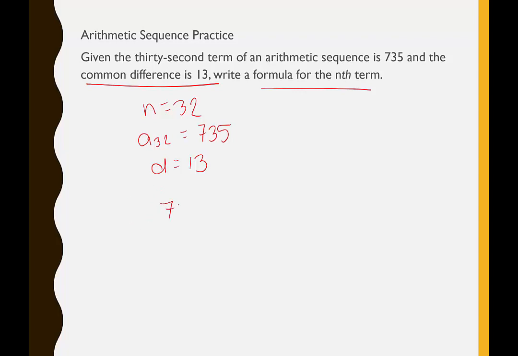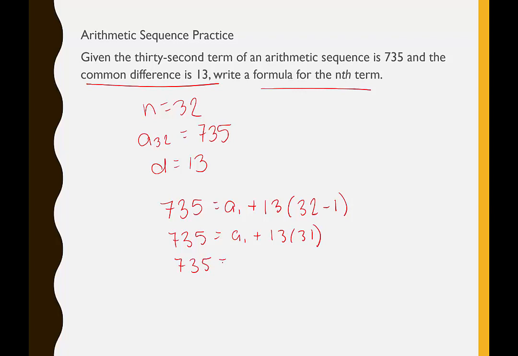So it would be 735 is equal to that first term plus our common difference, 13, times n minus 1, 32 minus 1. So this is 735 is equal to a sub 1 plus 13 times 31. That would be 735 is equal to a sub 1 plus 31 times 13, which happens to be, 13 times 31 is 403.